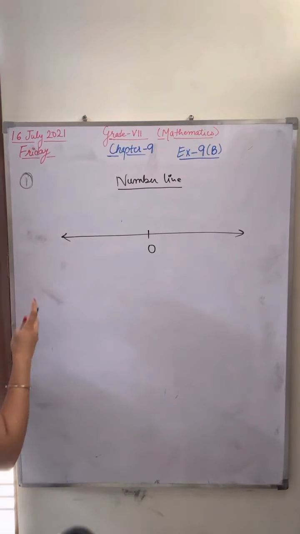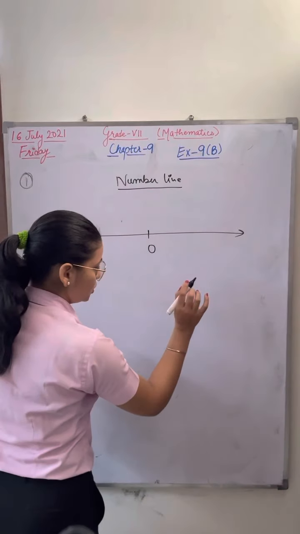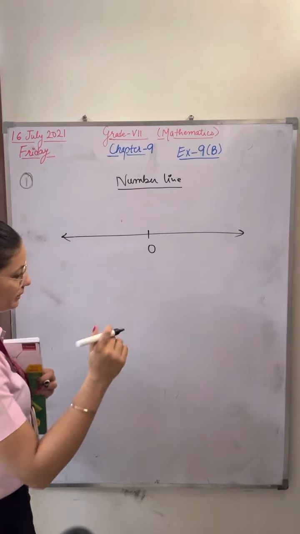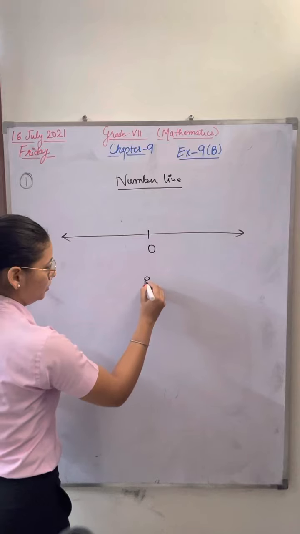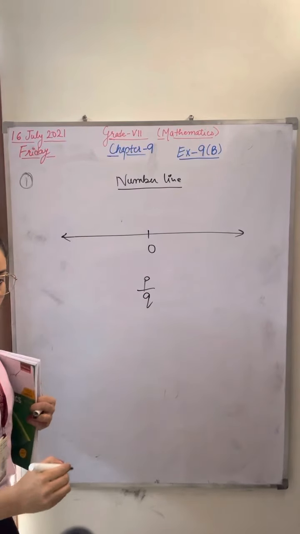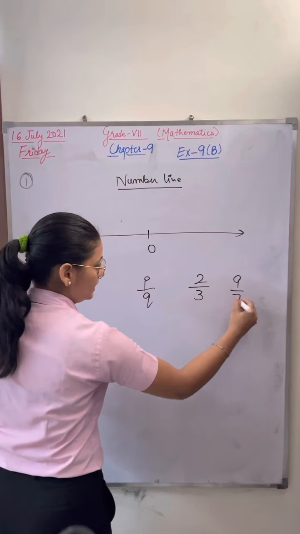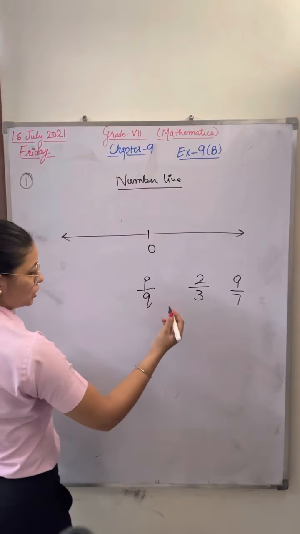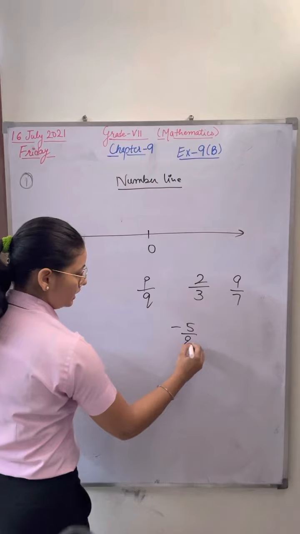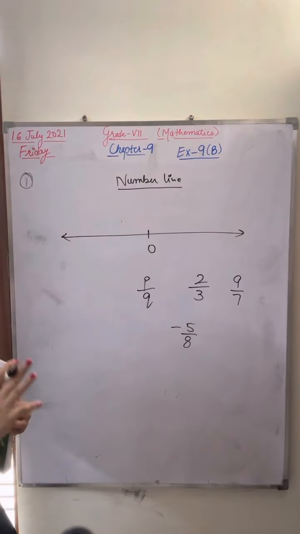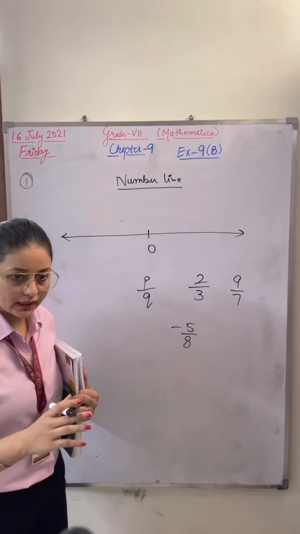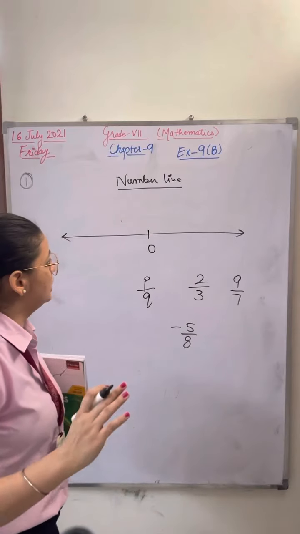Okay, so now these are the rational numbers. You know that yesterday I told you rational numbers are those in the form of p by q. Like 2 by 3, 9 by 7, these are rational numbers. Or these are also, like minus 5 by 8. Positive and negative, all are rational numbers.